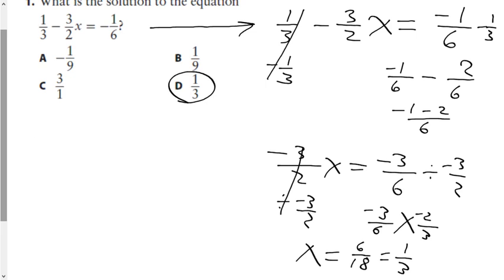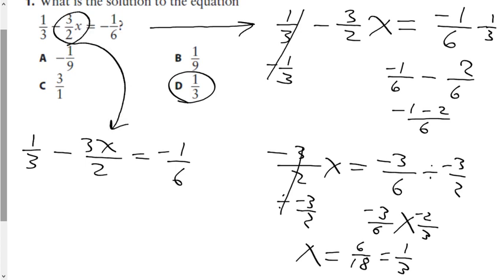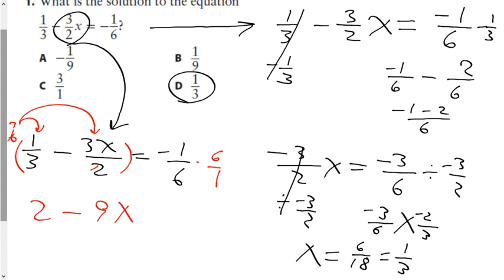Now, there might be some people that say, well, I'm going to take this and I'm going to rewrite it like this. So I rewrote this term as 3x over 2, right? If you did that, the luxury it affords you is you can multiply both sides by 6. And because this is a binomial, 1/3 times 6 is 2. 3x over 2 is going to be 9x, when you multiply that out, equals negative 1.